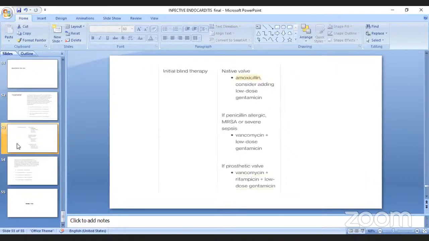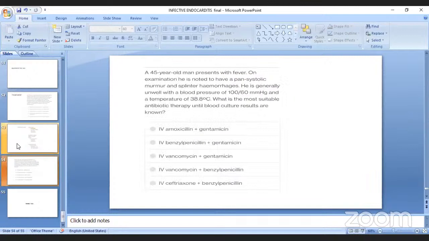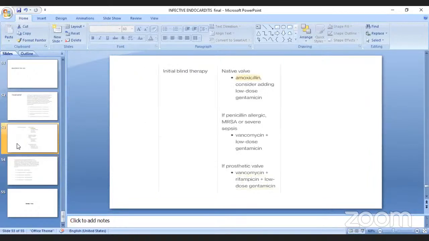The answer is amoxicillin. Consider adding low dose gentamicin. Why? Because amoxicillin is very easily available. Benzyl penicillin with gentamicin, no, because amoxicillin is easily available everywhere. So it is amoxicillin with gentamicin. Not ceftriaxone with benzyl penicillin. You just have to remember this. This is the initial blind therapy that you have to give: amoxicillin with low dose gentamicin.